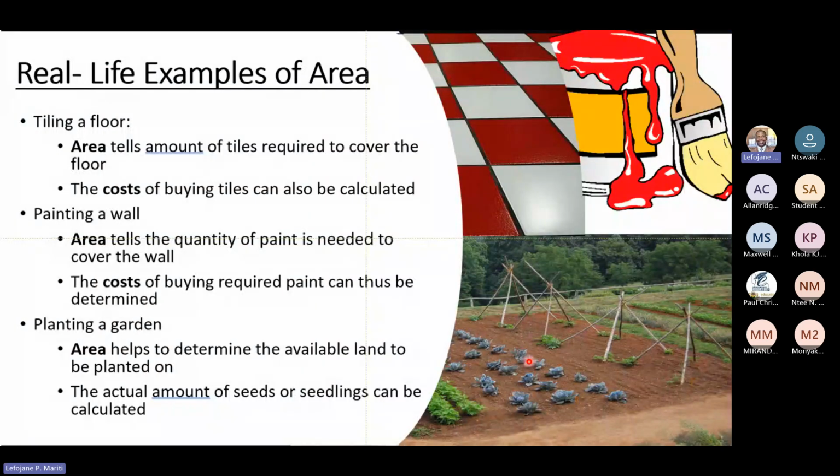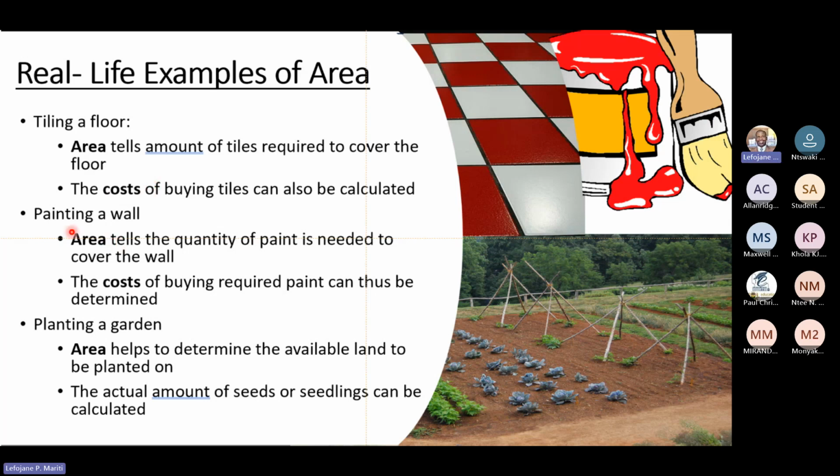These are just practical examples that we are faced with in daily life. When tiling a floor, you need the area because the area will tell you the number or amount of tiles that will be required to cover the whole surface. In the same breath, you get to calculate the costs, because once you know what one tile costs and how many tiles you need, then you can calculate how much it's going to cost to buy enough tiles to cover or to tile the floor.